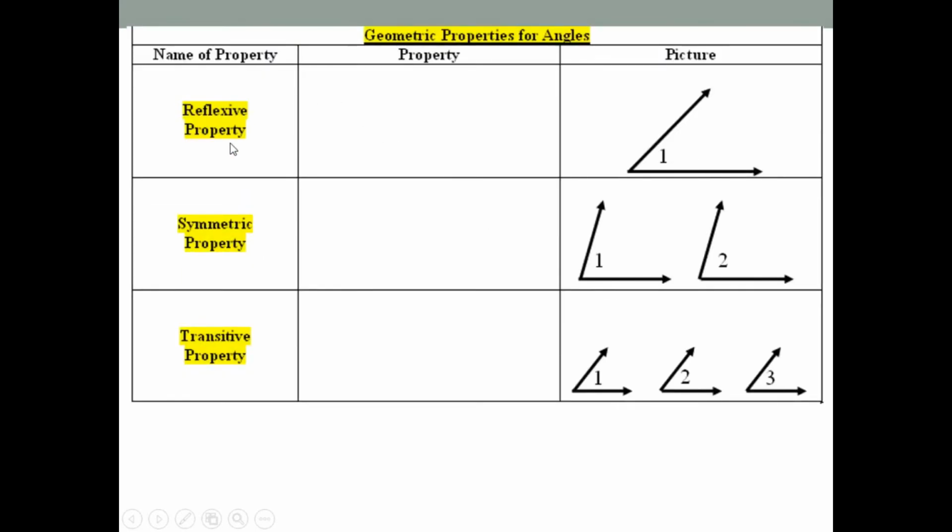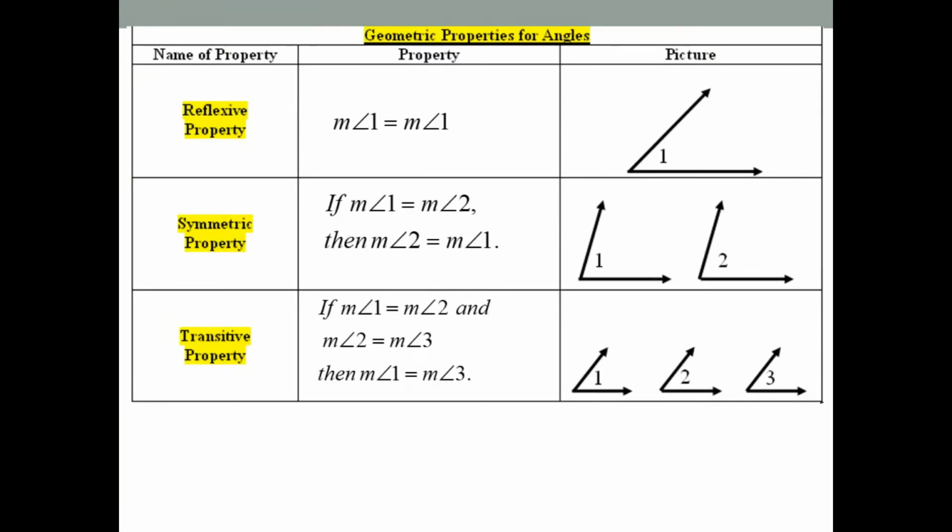In terms of angles, the reflexive property, the symmetric property, and the transitive property work exactly the same way. The only difference is now we're talking about the measure of angles rather than the length of segments. So again, if two angles are both equal to angle 2, that means they must be equal to each other.